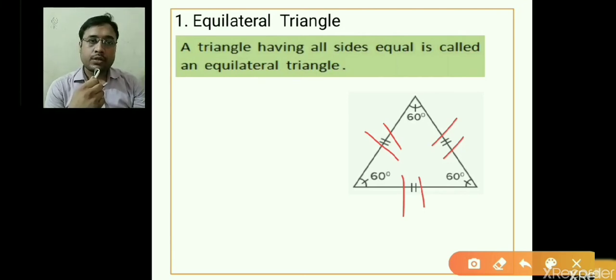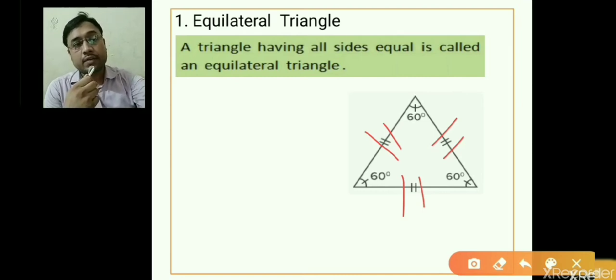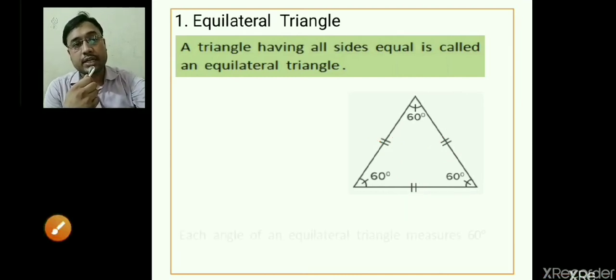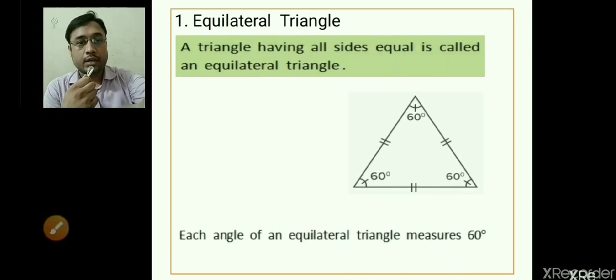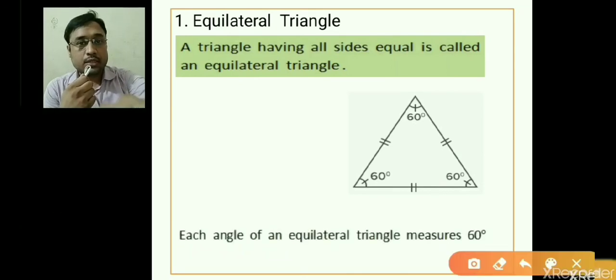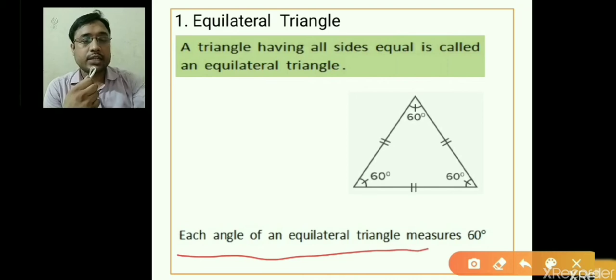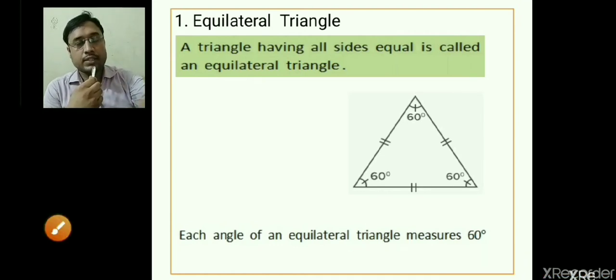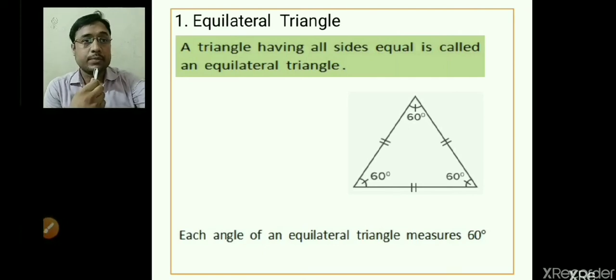Okay, and one interesting point about the equilateral triangle is that all the angles are equal to 60 degrees. That means each and every angle of an equilateral triangle measures 60 degrees. That I have mentioned here. Okay students, and all the sides are equal. If one side is 10 centimeter, then the other sides are also 10 centimeter.